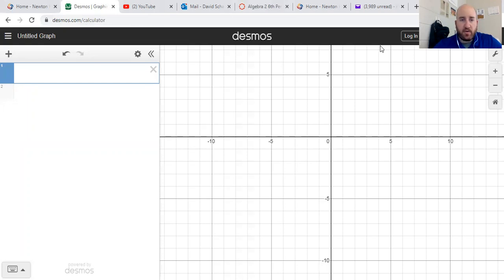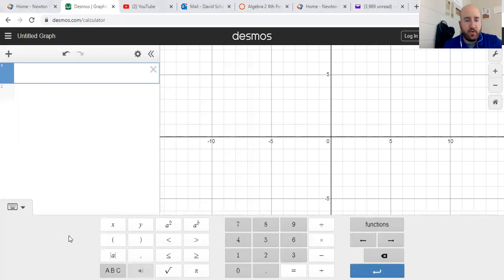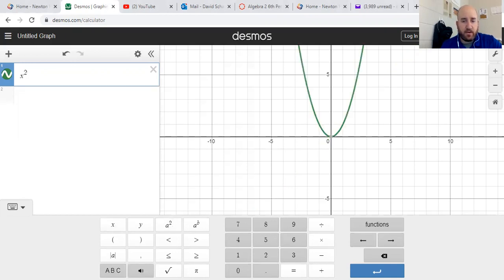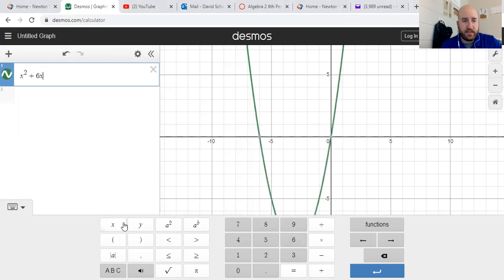So I'm going to start with x squared plus 6x plus 8. You can type it in on your keyboard if you're using your Chromebook or a computer at home. If you're on your phone, you're probably going to be using the Desmos keyboard, and you can also use that on your computer. So I'm going to pop that up. I want x squared plus 6x plus 8. So here's my x, squared, plus 6x plus 8.